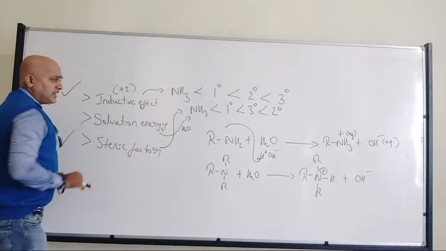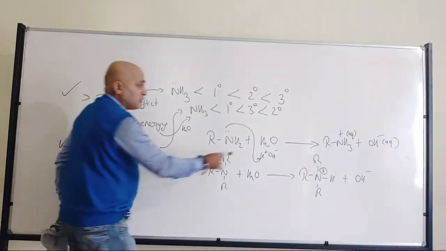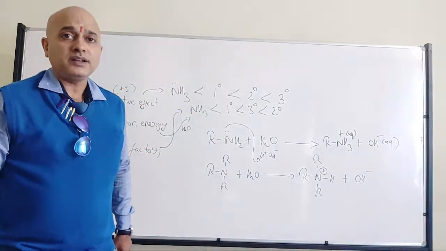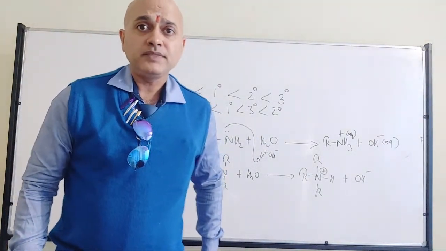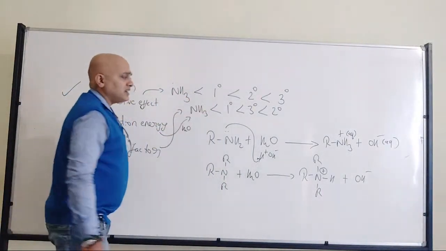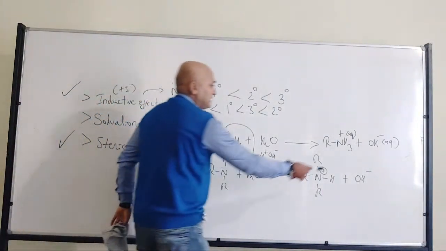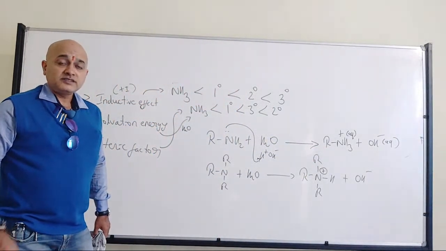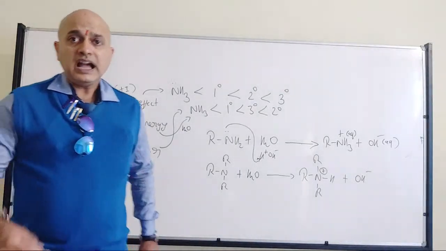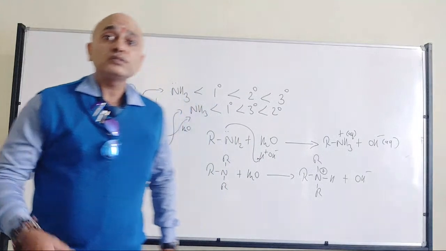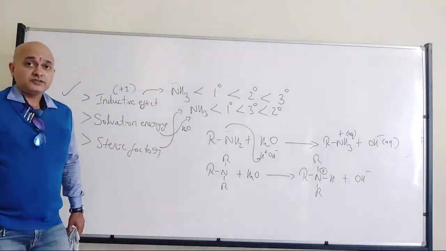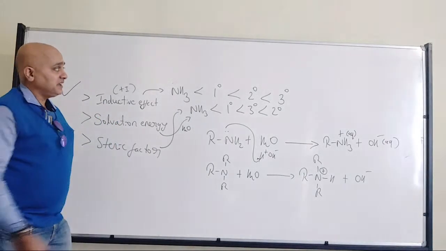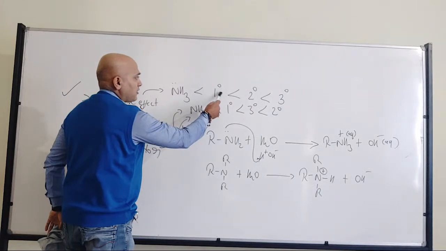Then comes the solvation energy. Solvation energy means whatever products are getting formed, how easily they are getting soluble in the respective solvent. If I consider water as the solvent, then I can tell that primary amines are more soluble compared to the tertiary. So as the solubility increases, more solvation energy will be released. So the process can happen easily. Wherever energy gets released, the process can happen easily.